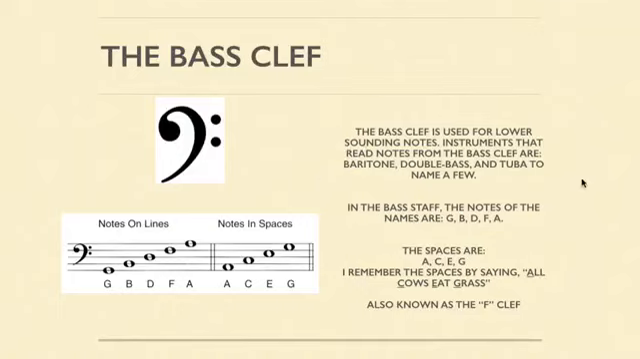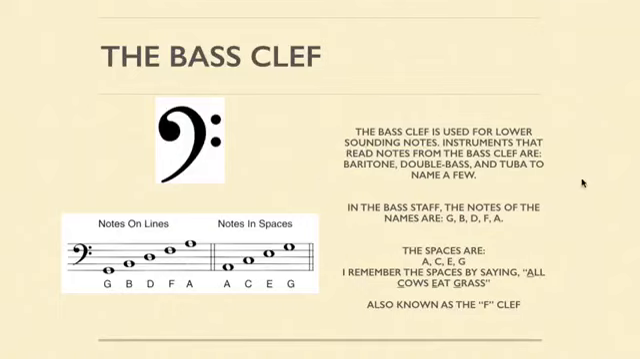I like to think about reading it this way, A, C, E, G, because I remember all cows eat grass. It's just a saying that's pretty common out there. So all cows eat grass. And what's even easier about the bass clef, on the lower space, it starts on A. So that means you just go up the alphabet, A, B, C, D, E, F, and G. Okay, pretty easy.